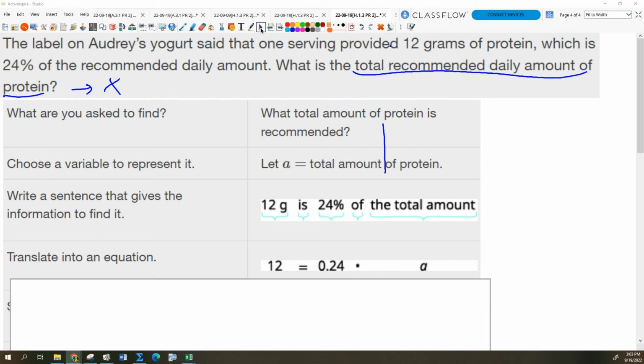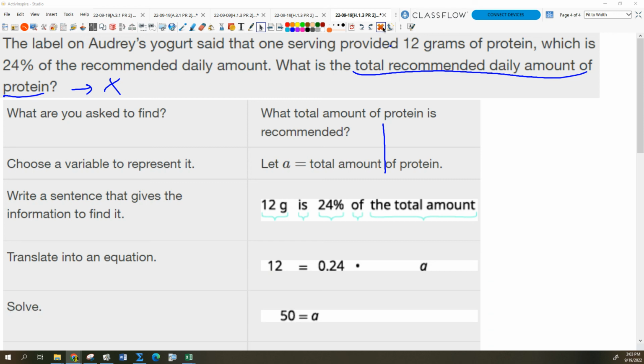I divide each side by 0.24 and I get 50. So there's my answer. What's the total recommended daily amount of protein? 50 grams. Does this make sense? 12 grams is 24% of what? It would have to be a number bigger than 12 grams, quite a bit bigger, so 50. That makes sense?